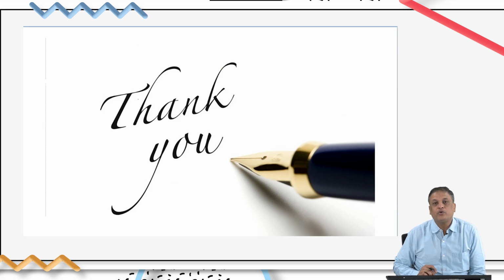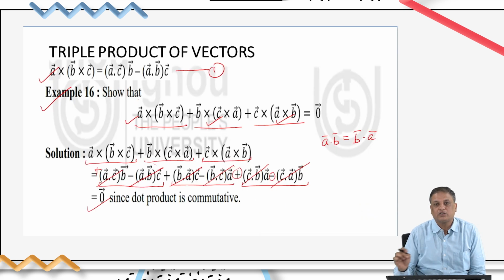I hope you understood the concepts of the scalar triple product, the vector triple product, the various formulas, and how to verify whether vectors are coplanar or not, and this is all about vectors. In the subsequent session, we are going to extend the discussion to 3-dimensional geometry.